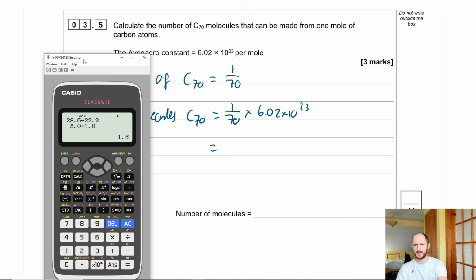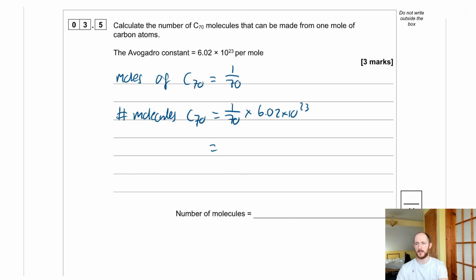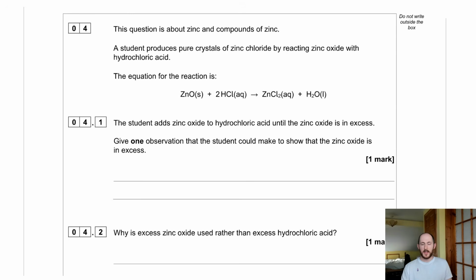So just get our calculators out. 1 over 70, times 6.02 times 10 to the power of 23. Gives me 8.6 times 10 to the 21 molecules. 8.6 times 10 to the power of 21. Job done. Next question is all about zinc and compounds of zinc.